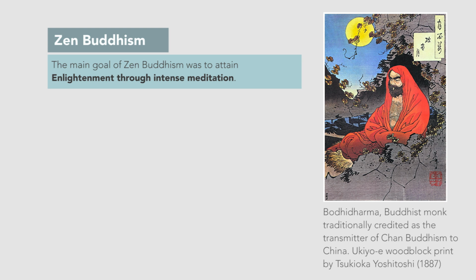Zen Buddhism, imported from China's Chan sect, was established in Japan at the end of the 12th century, but it didn't flourish as an independent sect within the worldly Heian period.